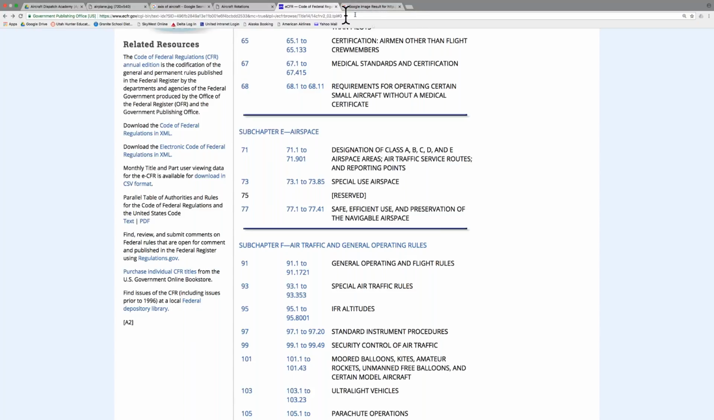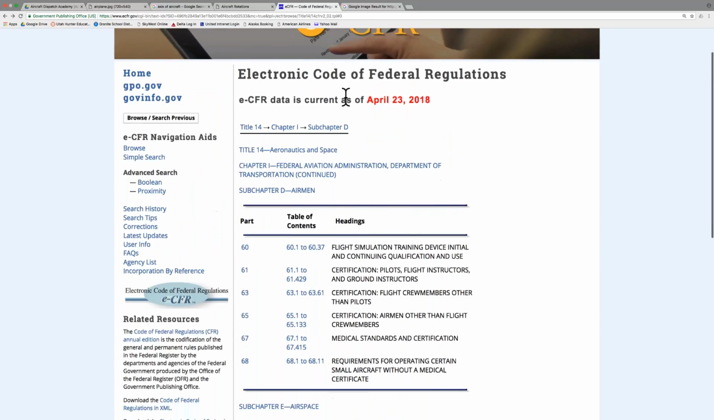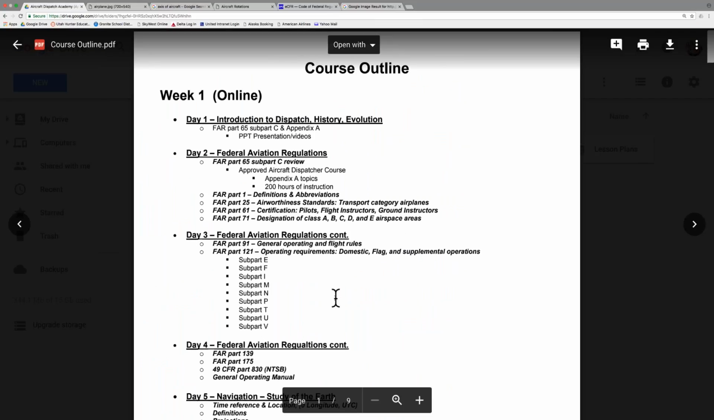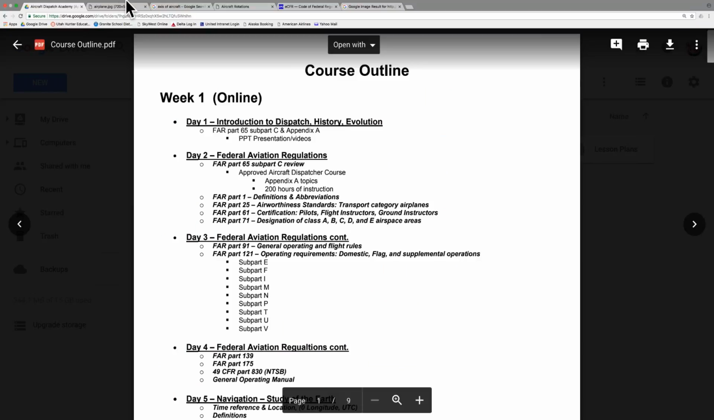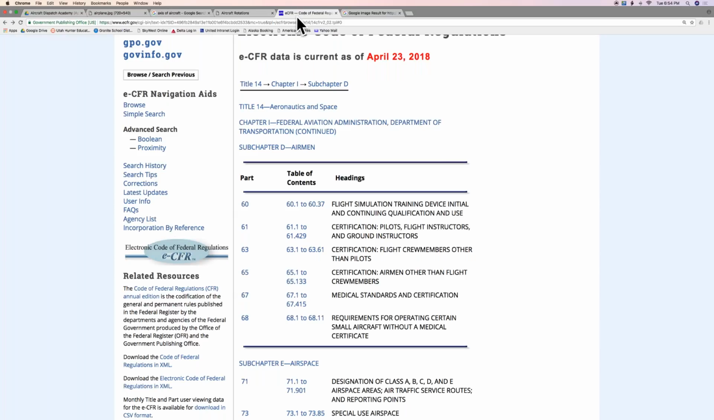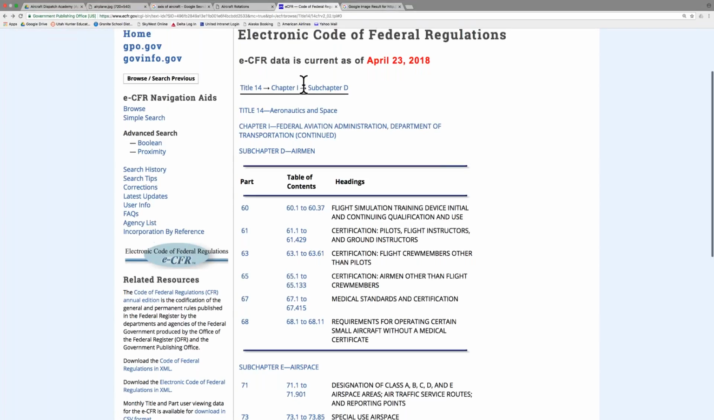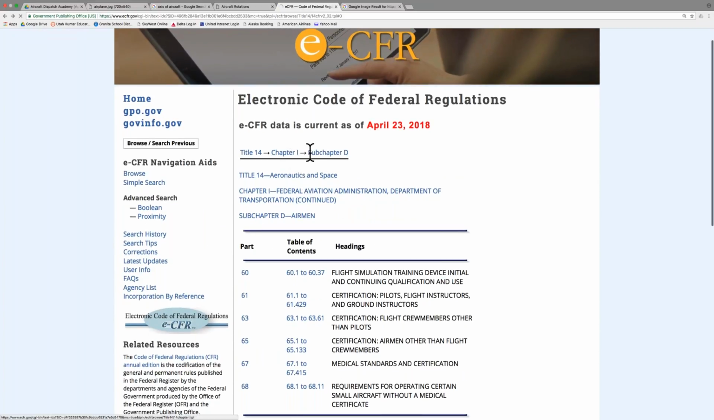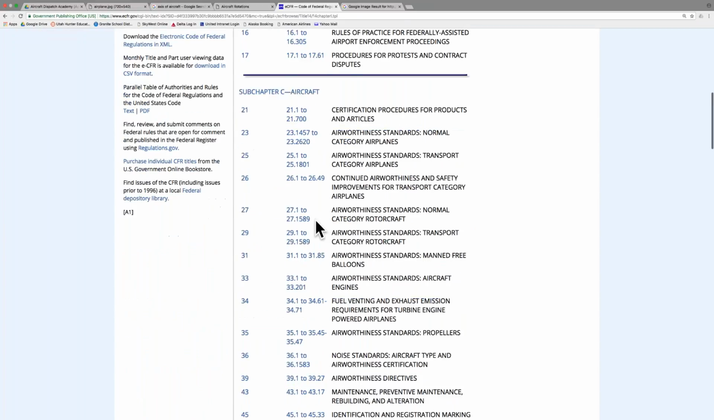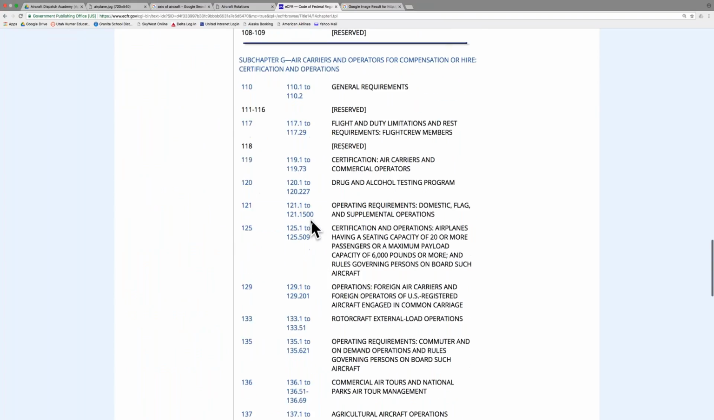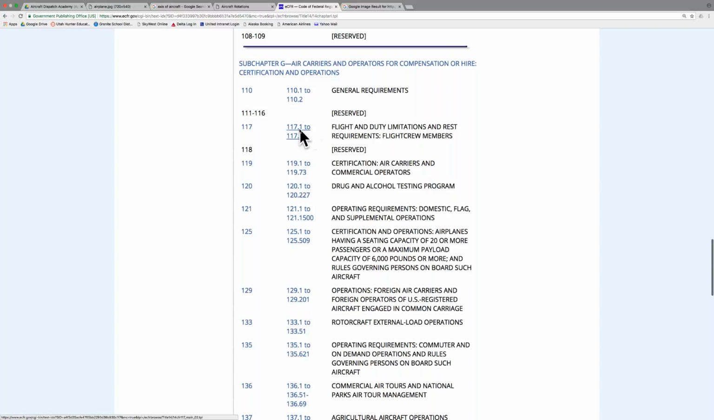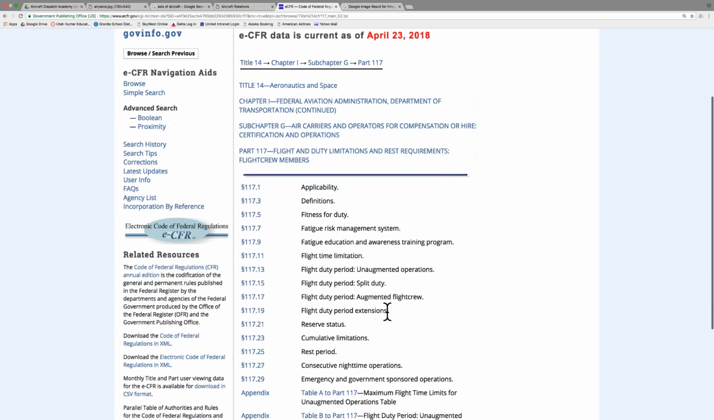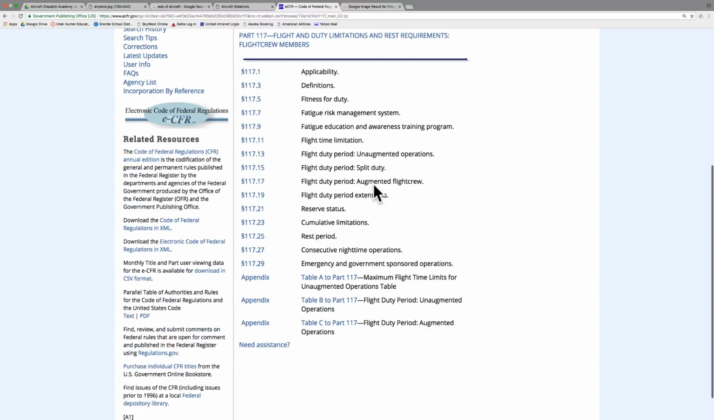Now, I'm going to skip over to another one. I don't think it's listed on here. No, it's not. But it goes along with crew support. Another section that they use is 117, and that's the flight duty limitations and rest requirements for pilots. So talk about being fatigued and stuff like that.